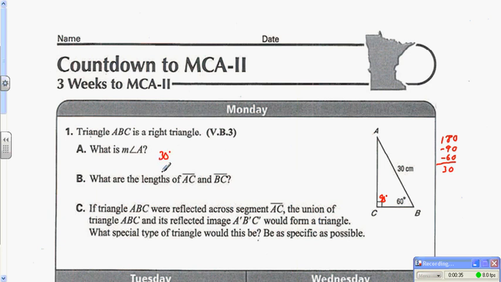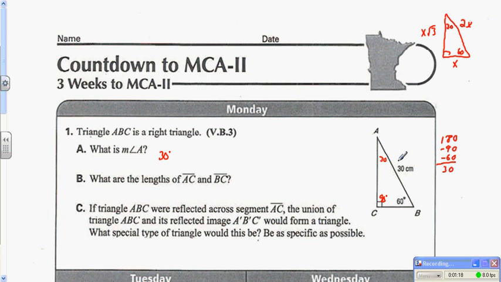What are the lengths of AC and BC? Well, we have one benefit in knowing that this is a 30, 60, 90 triangle. And that property is the hypotenuse is the longest side, and we describe that as being 2x. The short leg of the triangle is called x. So that means the hypotenuse is twice as long as the short leg, and the long leg here is x root 3. It's a shortcut to doing these questions.